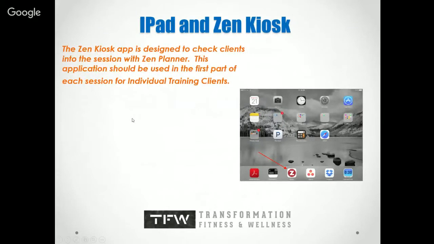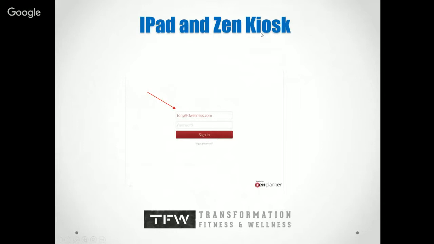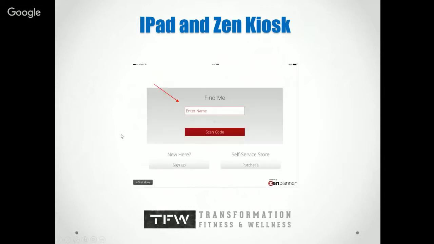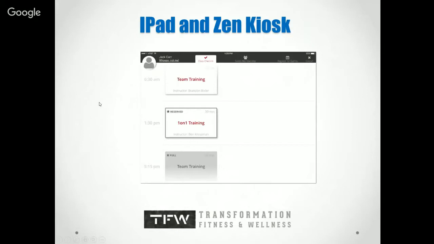The Zen kiosk is a little different. This app is designed to check clients into the session with Zen Planner. This application should be used in the first part of each session with more individual training clients. If something's wrong with the other, it works a lot better that way. You have to log in to the iPad and Zen kiosk. You have your own login to this: your email address and then your specific password to get into Zen Planner. And here's what it's going to look like. You launch the kiosk, and then you can enter the name to find the individual that needs to sign into the class. So you would probably go more on a one-on-one basis. For team training, the Faceboard is a lot easier.